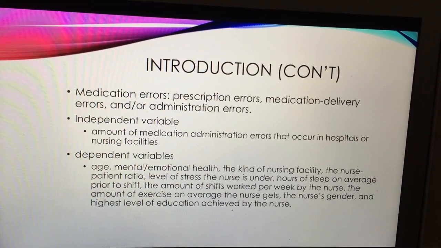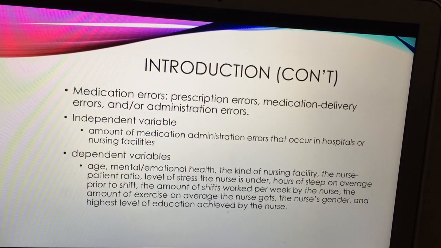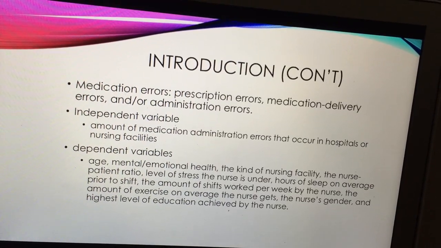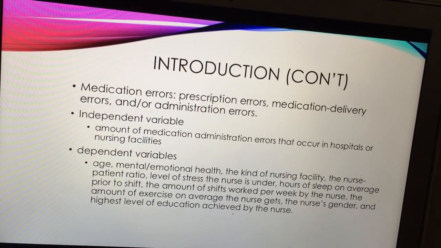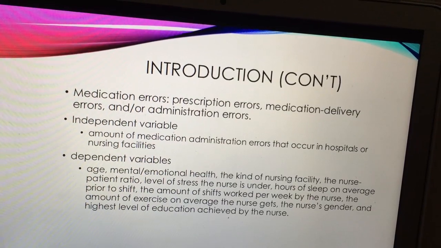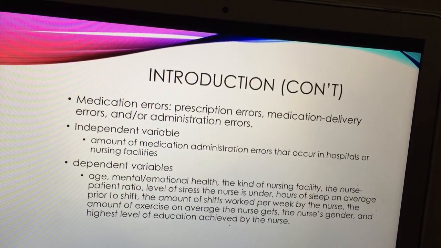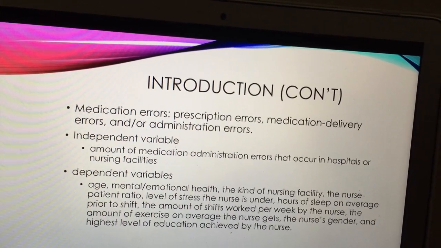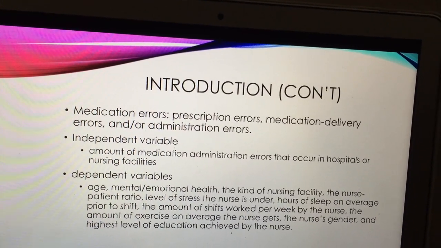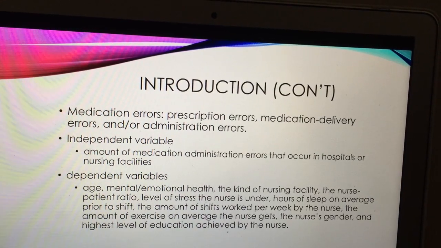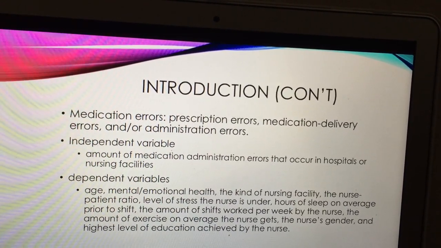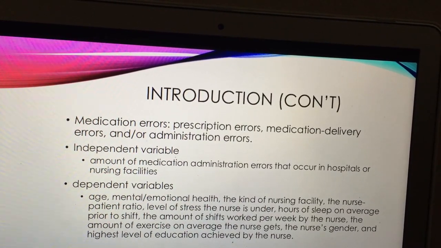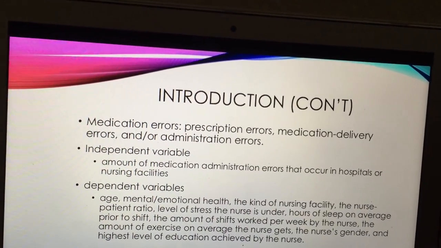My dependent variables are the age of the nurse, the mental emotional health of the nurse, the kind of nursing facility, the nurse-patient ratio, level of stress the nurse is under, hours of sleep on average prior to each shift, the amount of shifts worked per week by the nurse, and the amount of exercise on average the nurse gets, the nurse's gender, and the highest level of education achieved by the nurse.